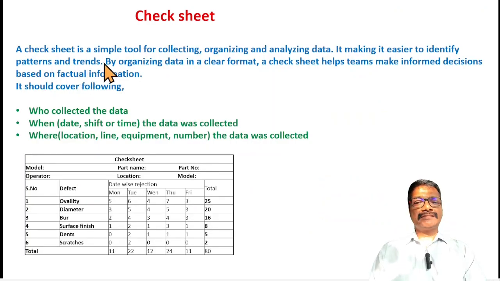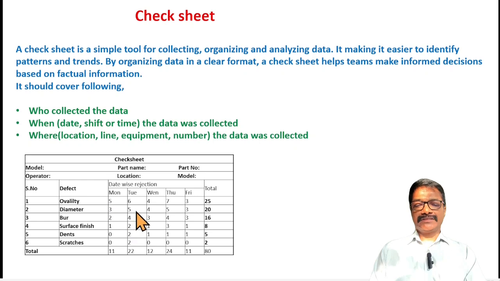Check sheet is a simple tool for collecting, organizing and analyzing data. It makes it easier to identify the pattern and the trend. By organizing the data in a clear format, the check sheet helps teams make informed decisions based on factual information. It should cover the following: who collected the data, when, including date, shift or time the data was collected, and where, that is location, line, equipment number for the data that is collected.